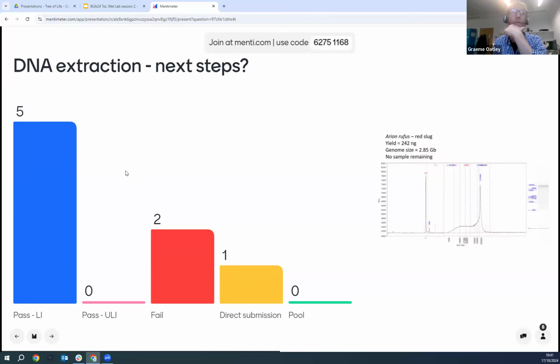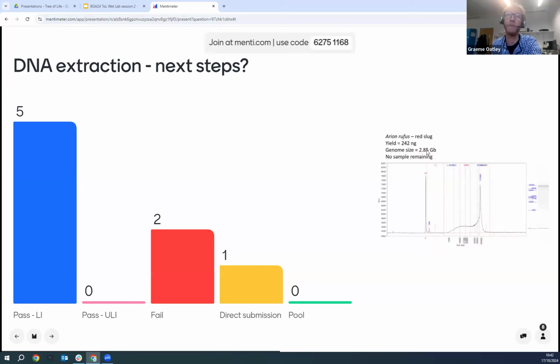So unfortunately, our genome size is too large for a ULI, so we can't do that. Pass for LI, I think, because the yield is only sitting at 240 nanograms, we're not going to meet that. We're already below the threshold for PacBio low input sequencing, which is 400 nanograms. So during the LI fragmentation step, we're going to lose some DNA. We might, if we're lucky, end up with 180 nanograms of DNA.